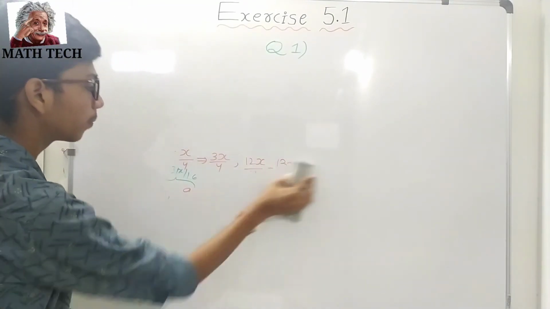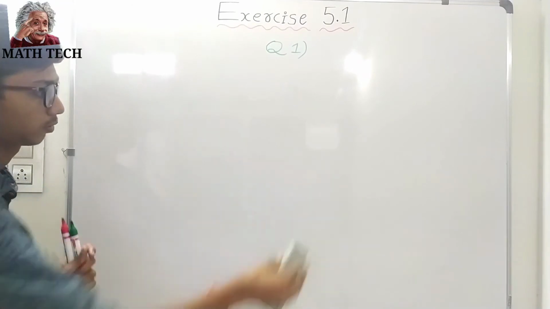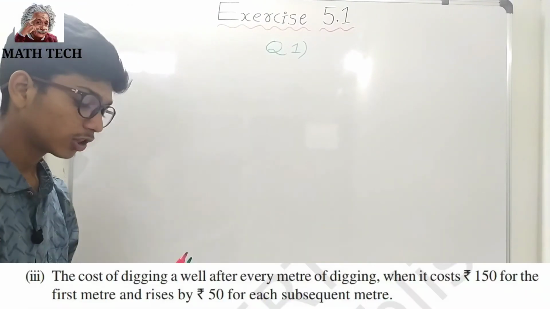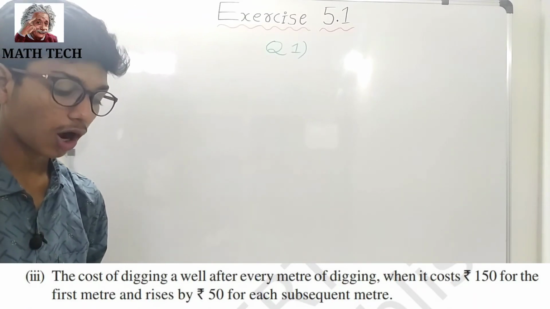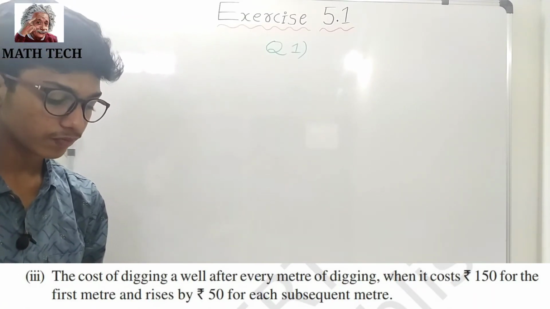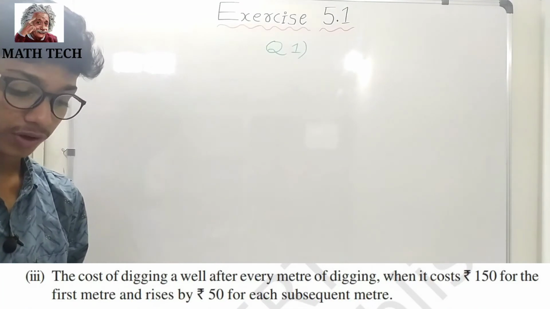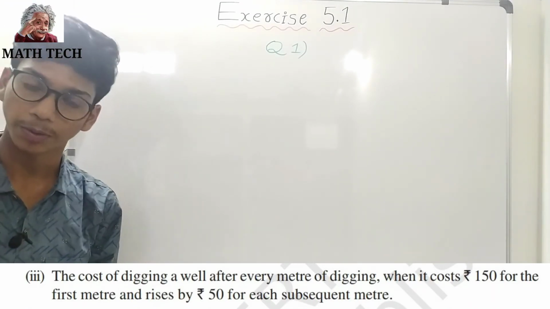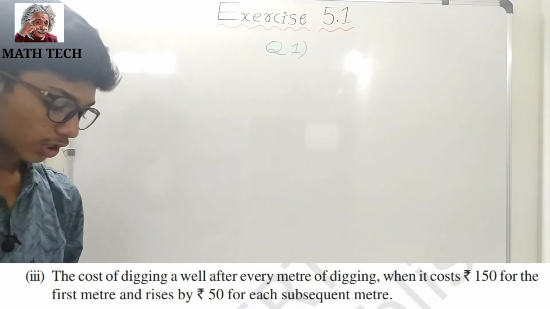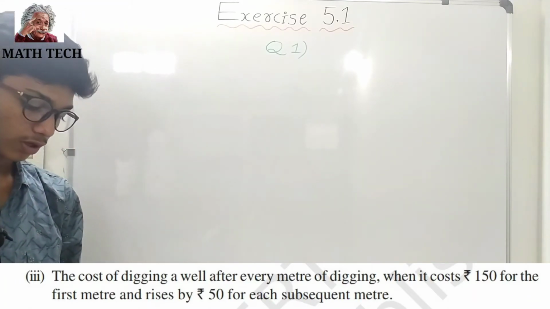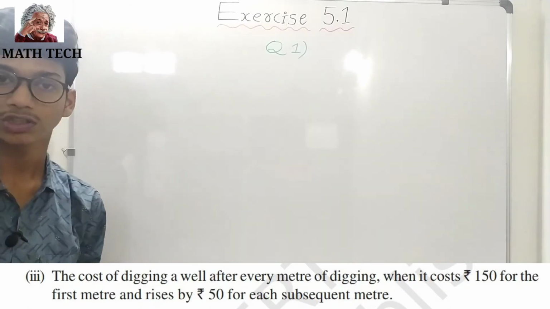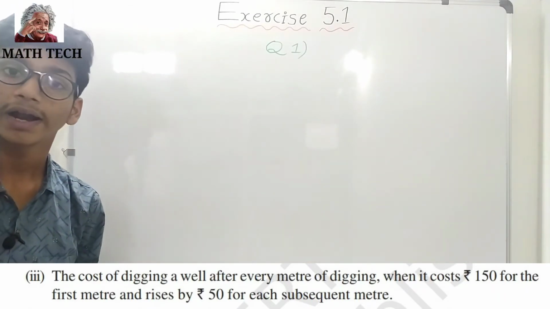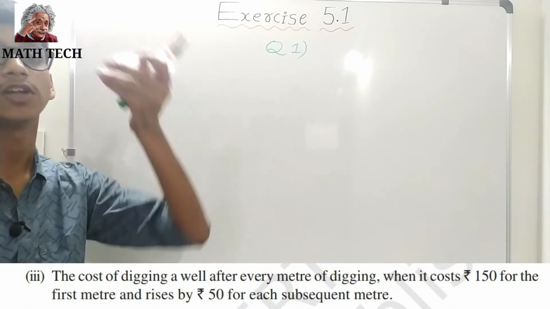Now let's move to the third part of the question. That is, the cost of digging a well after every meter of digging, when it costs rupees 150 for the first meter and rises rupees 50 for each subsequent meter.